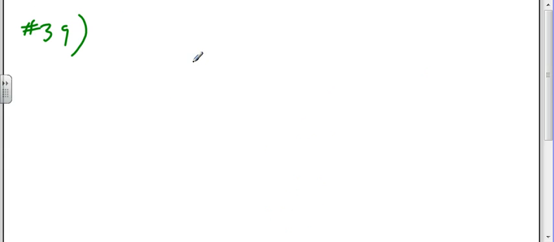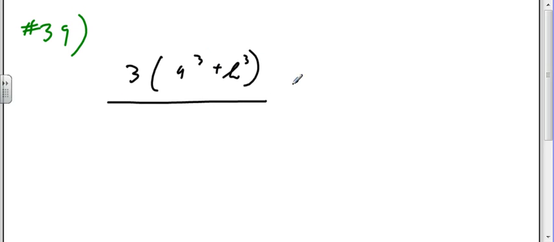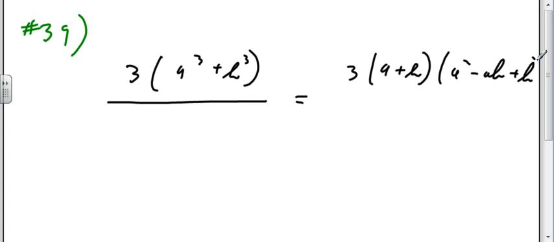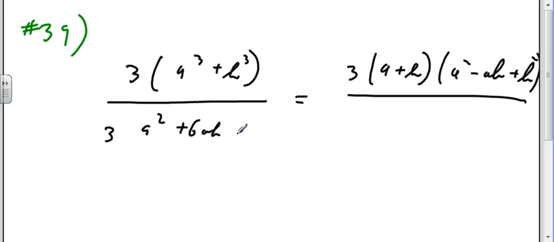39. Okay, I've got 3 times a cubed plus b cubed, and I recognize this as the sum of cubes, so it's going to be a plus b, a squared minus ab plus b squared. Okay, so I got the top guy. Bottom guy, 3a squared, 6ab, 3b squared. Okay, so I recognize I can bring a 3 out. 3 times a plus b quantity squared.